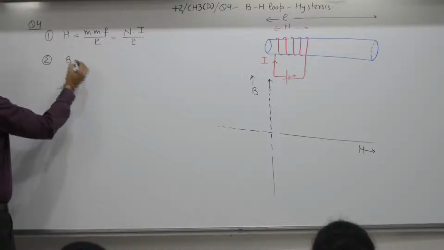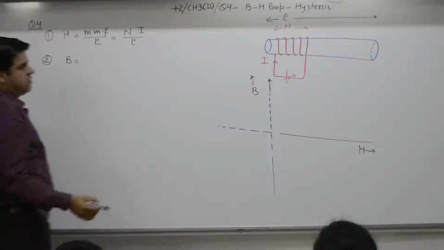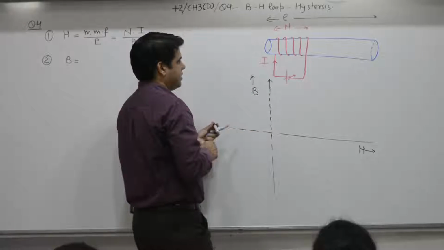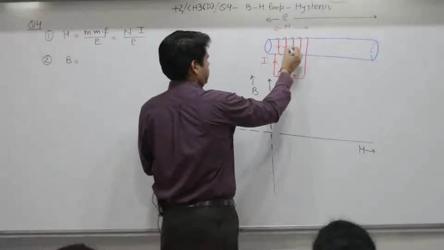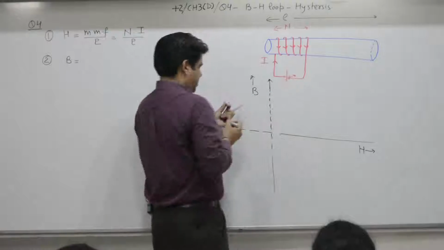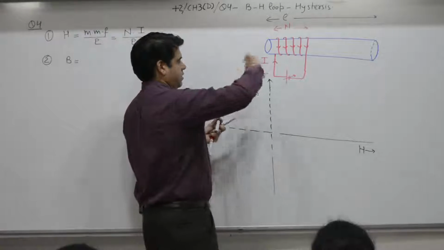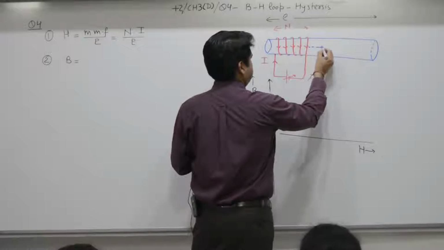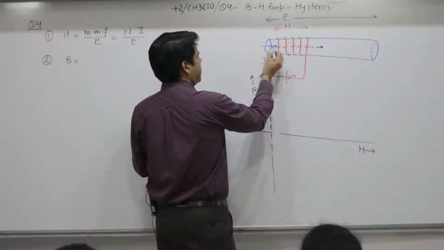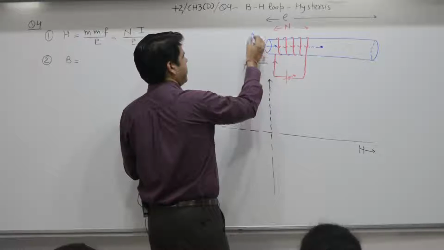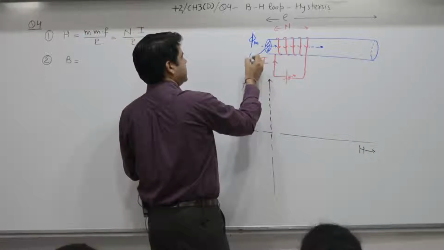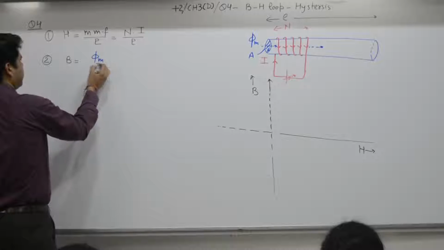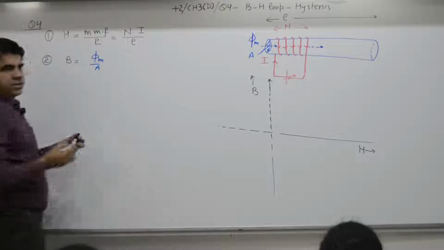B is equal to magnetic flux density. When the current flows in this winding, in this wire, because of this current, there will be magnetic flux. Magnetic flux is phi m, cross sectional area is A. Then B is phi m by A.